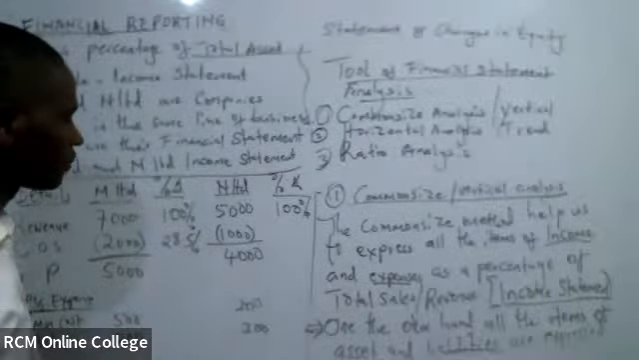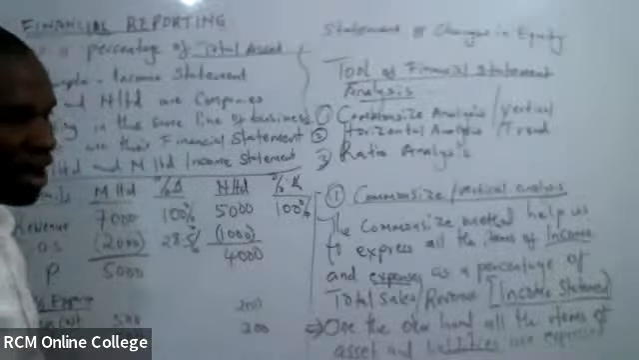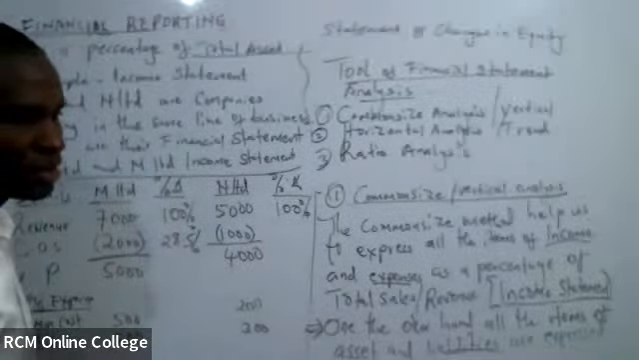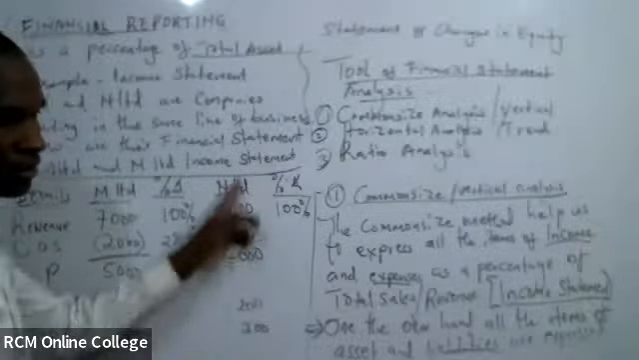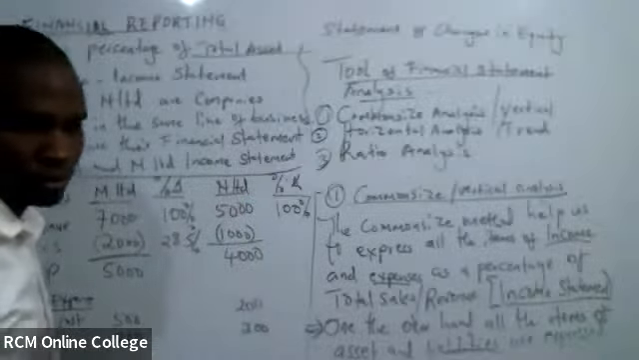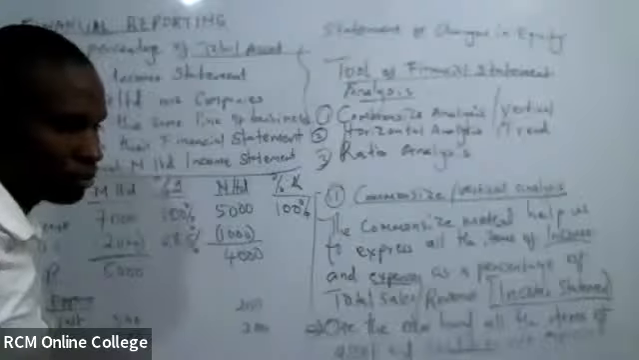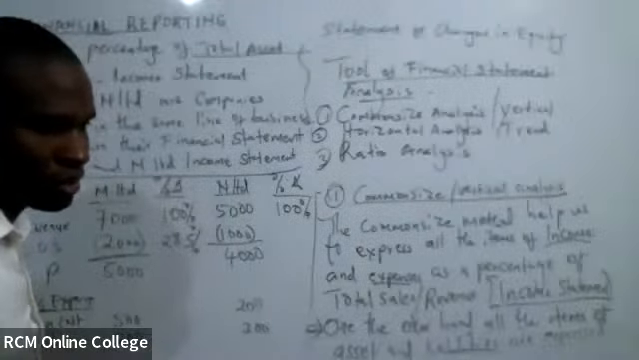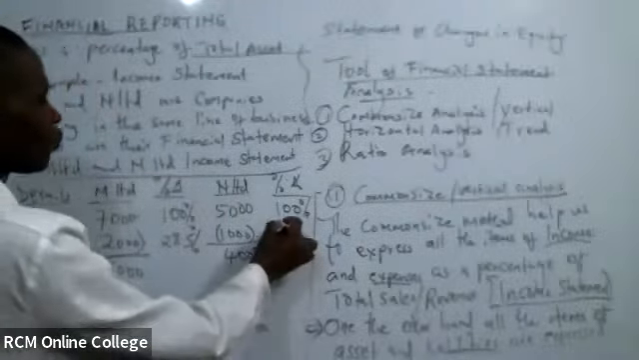Let's move to the other one. 1,000 divided by 5,000 times 100. What is the percentage of cost of sale used here? What is the percentage? 20%.